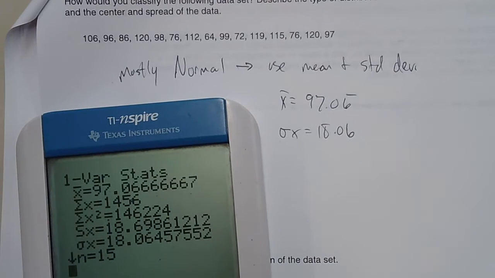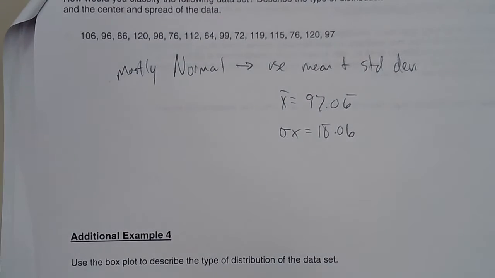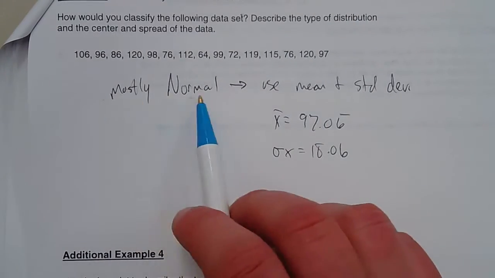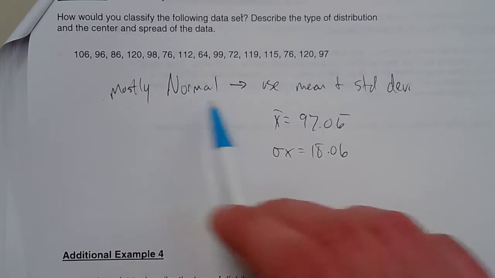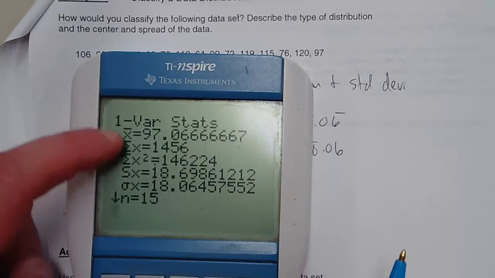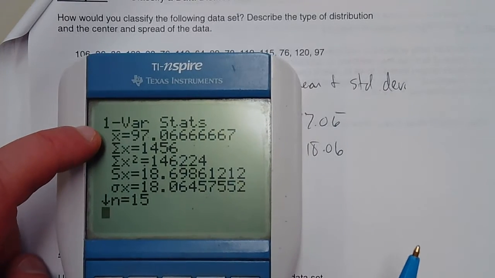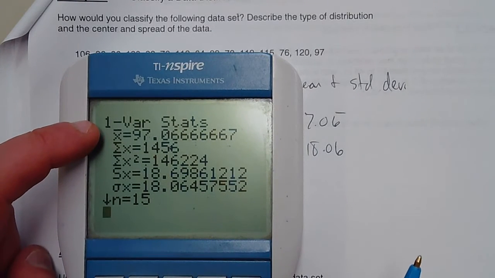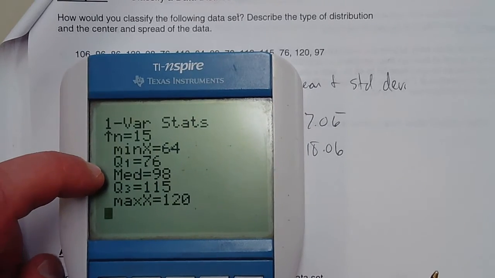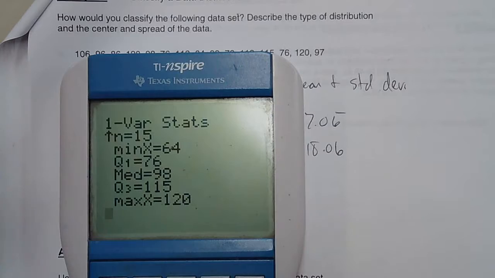Okay. And so that pretty much answers what this is asking for, which is how would you classify what type of distribution this is? It's a mostly normal distribution. And because it's normal, we use mean and standard deviation. Now, just for argument's sake, let's pretend that this mean was something way different. Let's say the mean was like 82, and then our median was 98. Those are way far off. Those aren't very close to each other in terms of the realm of these numbers.